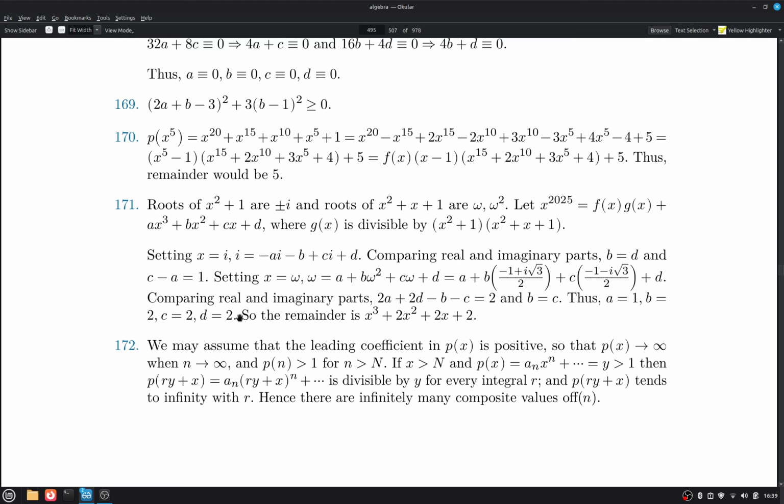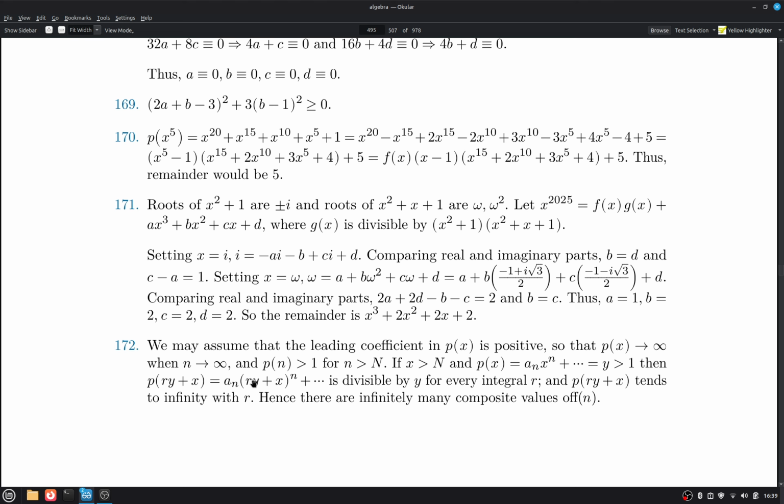If x is greater than capital N, p of x is equal to an x to the power n and so on, which is equal to y greater than 1. That's the assumption we have made. Then what we have is p of ry plus x. Now if we evaluate this, this would be (ry plus x) to the power n.